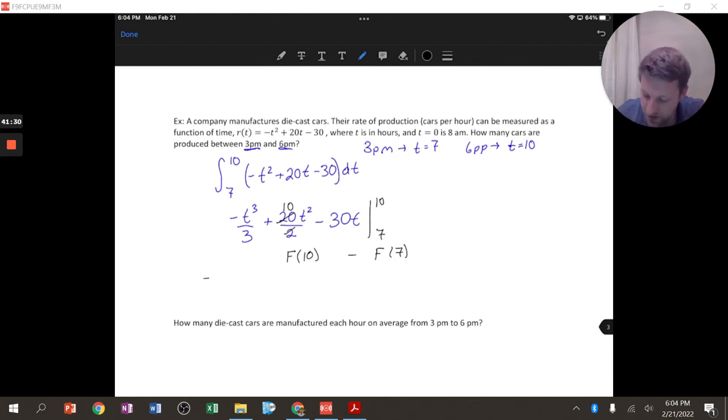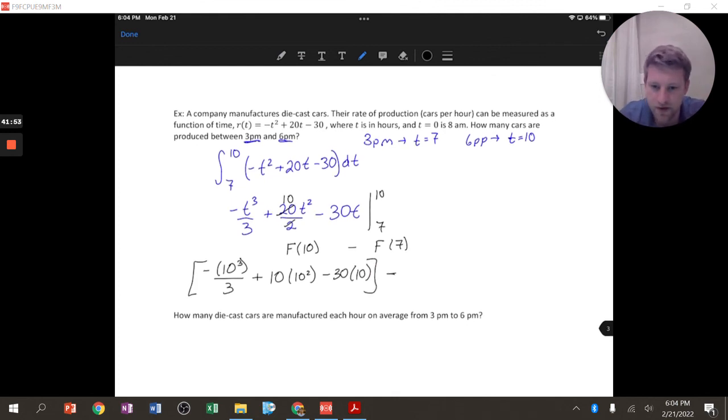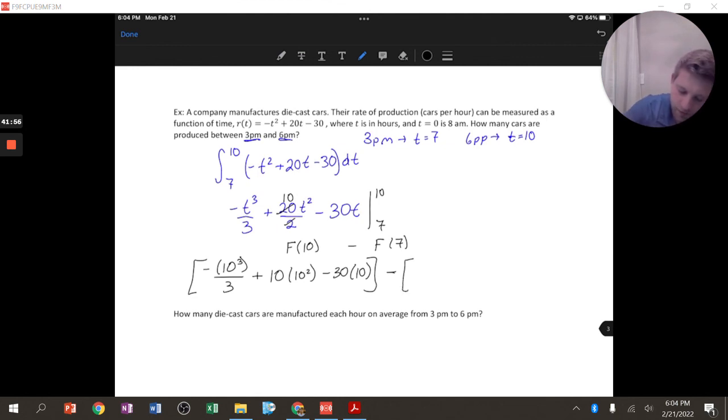So we have negative 10 cubed divided by 3 plus 10 times 10 squared minus 30 times 10. So there's my f of 10. And then we'll subtract the f of 7. So we have negative 7 cubed divided by 3 plus 10 times 7 squared. And then finally, we have negative 30 times the 7.